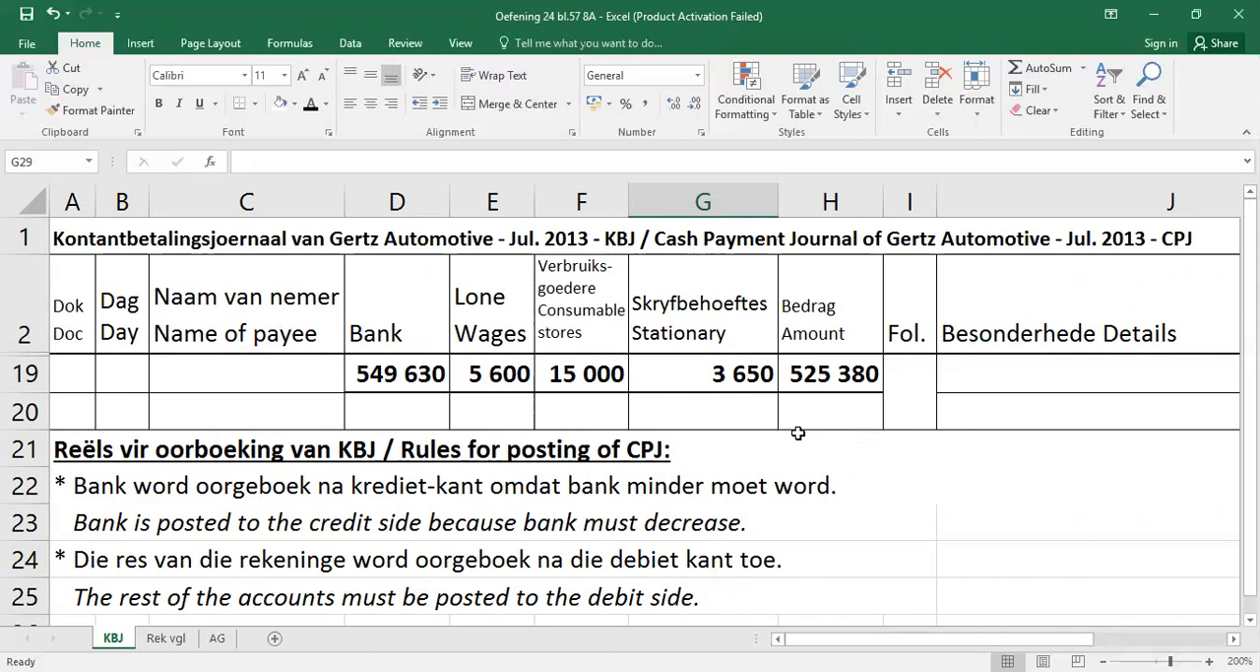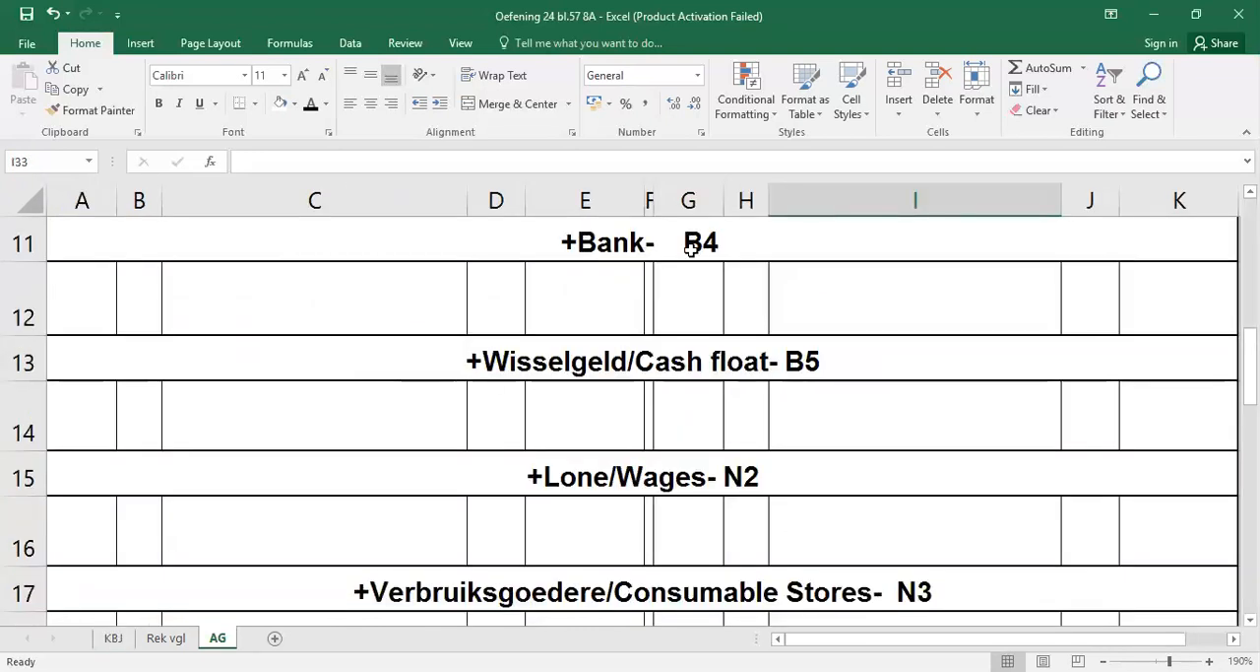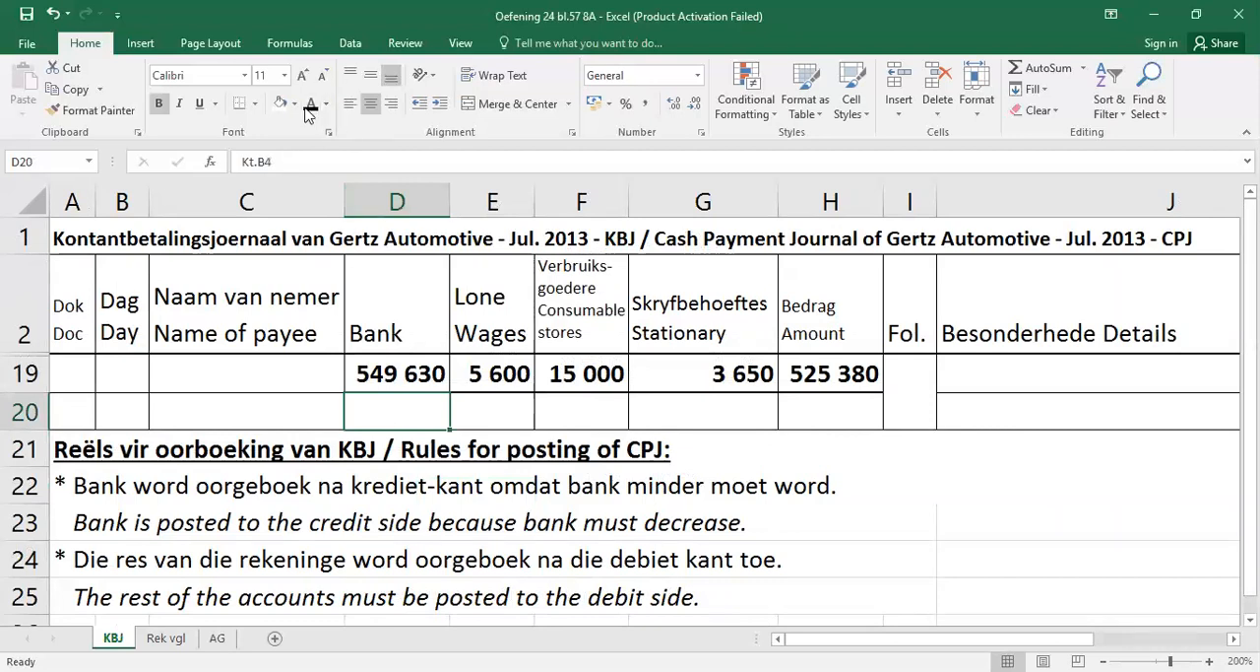Okay, so let's start with bank. Okay, so I'm going to just use the total of bank. There's the total. I want to take it to bank. Now, if I look in the general ledger, my bank, the number is B4. So I'm just going to put in there B4. And I also added credit. You don't need to put CR there, but I'm just showing you to remind you that it's going to the credit side. Okay, so I want to take this amount to the credit side of account B4, which is bank.